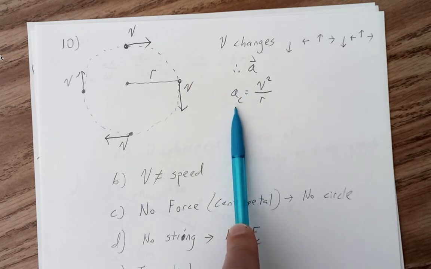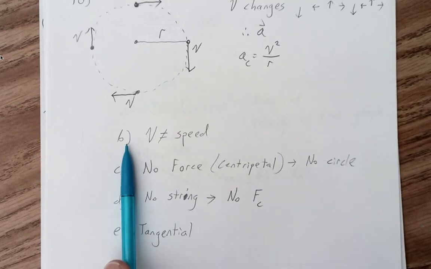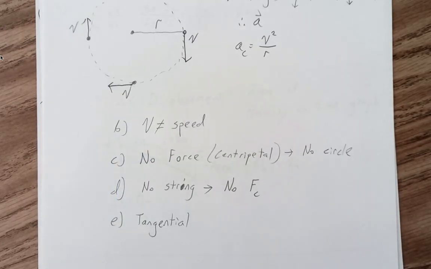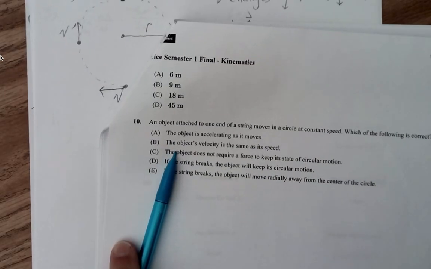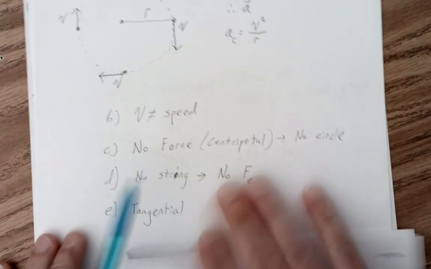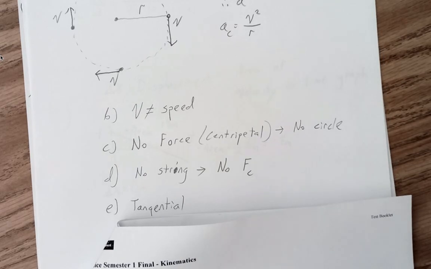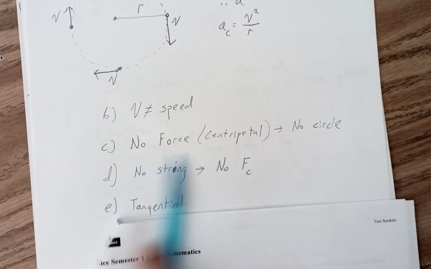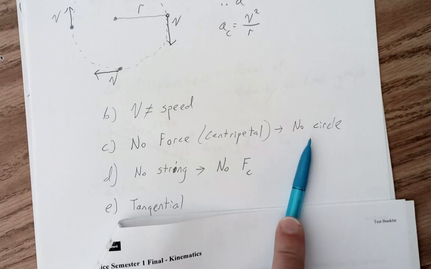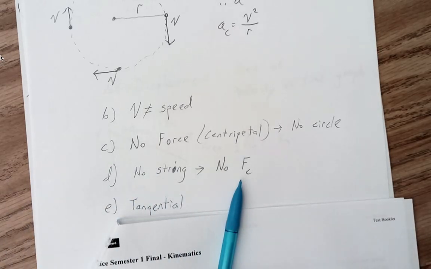So I know the centripetal acceleration is v squared over r. As I look at question part B, it says in here that the object's velocity is the same as its speed. Velocity is not speed. I also know then it says for letter C, the object does not require force to keep its state of circular motion. Well, if there's no centripetal force, then there's no circular motion. And then that says to cut the string. Well, if there's no string, then there's also no centripetal force.